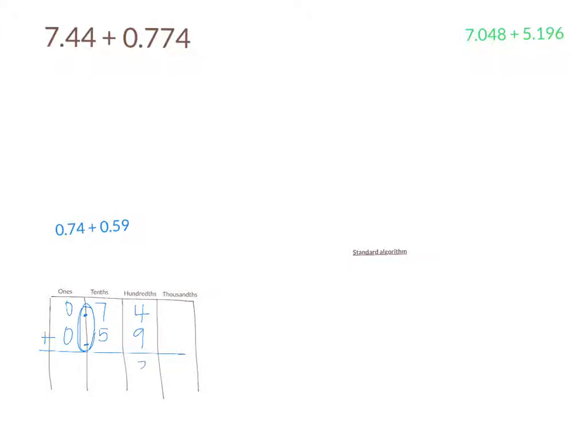13. However, I know 10 of those will be regrouped to become 1 tenth. Yes? Now I have 1 new dot that was regrouped in the tenths column, plus 7 dots, plus 5 dots. So how many dots do I have all together? 13. Same thing. 10 of those would be regrouped to become a 1. So how many 1 dots do I have all together? 1. And my decimal point stays there, right, between the ones and the tenths. So my answer is 1.33.